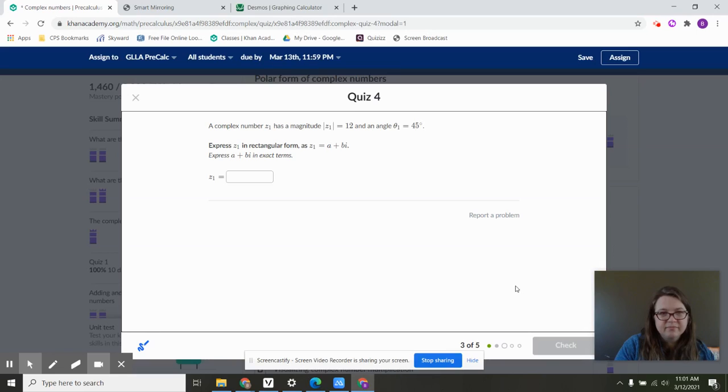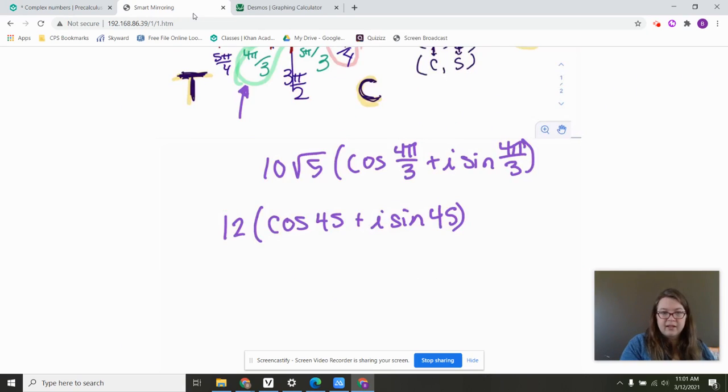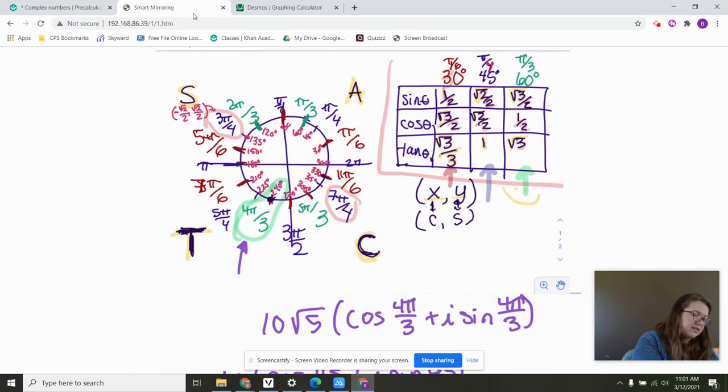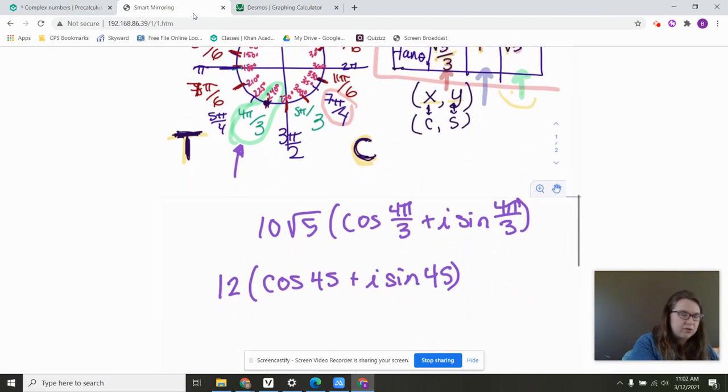It's real. All right. Next one: the complex number has a magnitude of 12 and an angle of 45. We need to write this in rectangular form. I love these because we're going to take that magnitude on the outside and multiply it by the cosine of 45 plus i sine of 45. Looking at our table, the cosine of 45 takes us to the square root of 2 over 2, and the sine of 45 also takes us to the square root of 2 over 2.